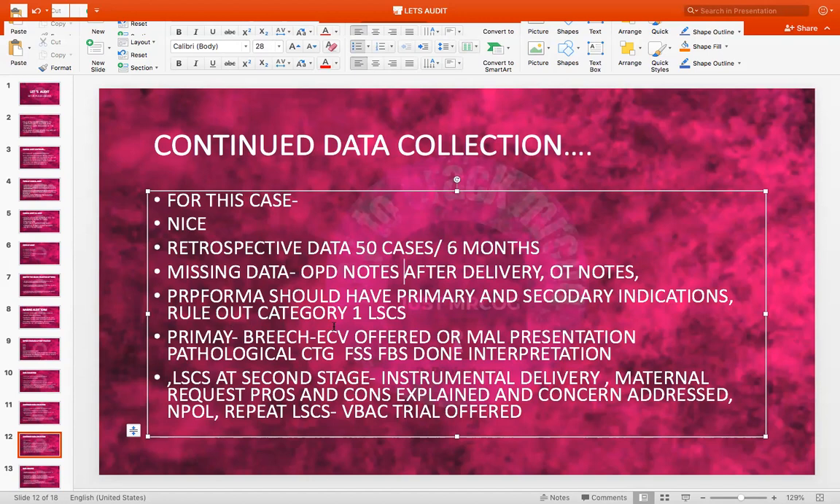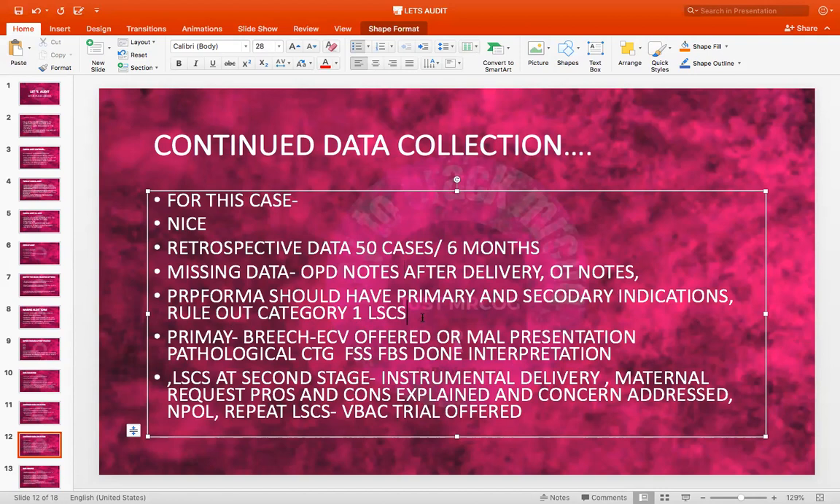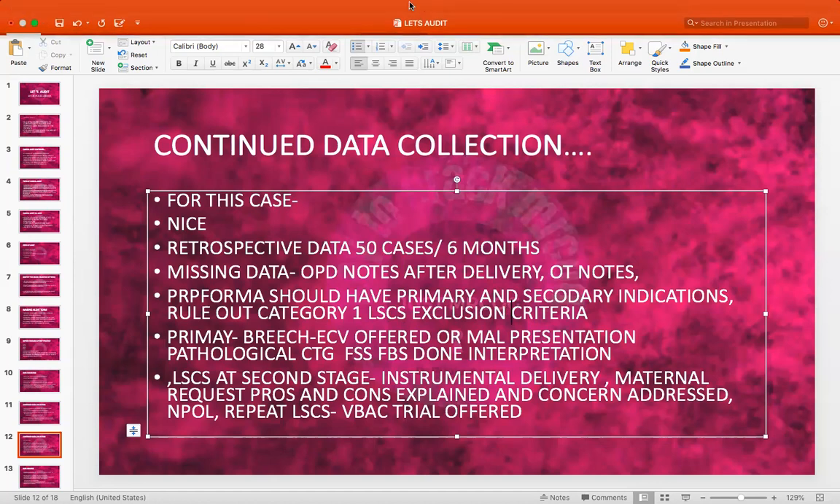We will rule out the category 1 cesarean section. So this is going to be our exclusion criteria. Whenever we make any criteria, whenever we make or collect data, there is retrospective, there is prospective, and there is also inclusion or exclusion criteria that we follow. So in a cesarean section case, the exclusion criteria would be category 1 cesarean section.